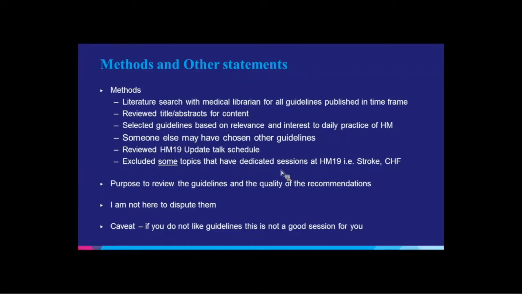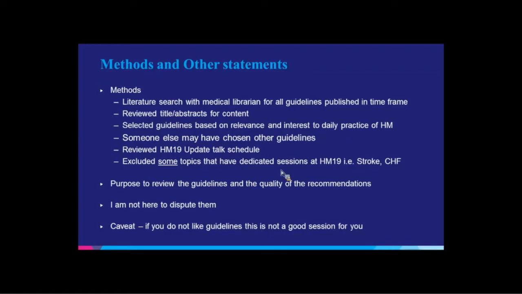I'm going to be very blunt. Someone else may have chosen some other guidelines. You may have done that. You may think they're not as relevant. I'm not going to disagree with that. It all depends on our own clinical practices, and what we each see day to day. And there may be some local and regional variance that causes some practice guidelines to seem more important than others.